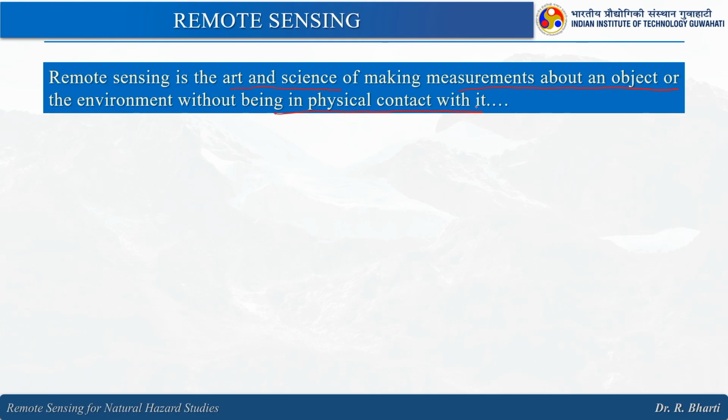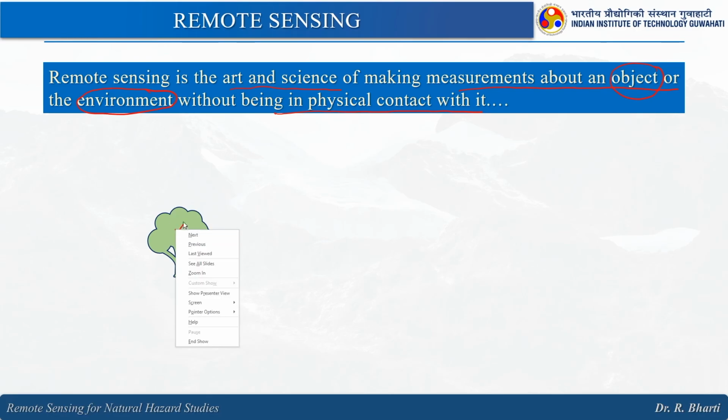So how do we generate the information without getting in touch with the object? The medium is light, right? And we generate the information in terms of images. So here there are two things, one is object, another is environment. So it is not only the feature that we want to capture, we also want to capture the information about the surroundings, right? You will be able to understand these concepts. So let us start with the very basics.